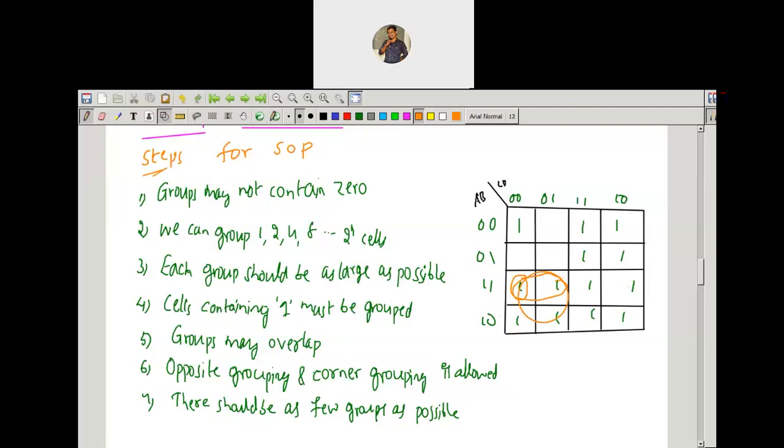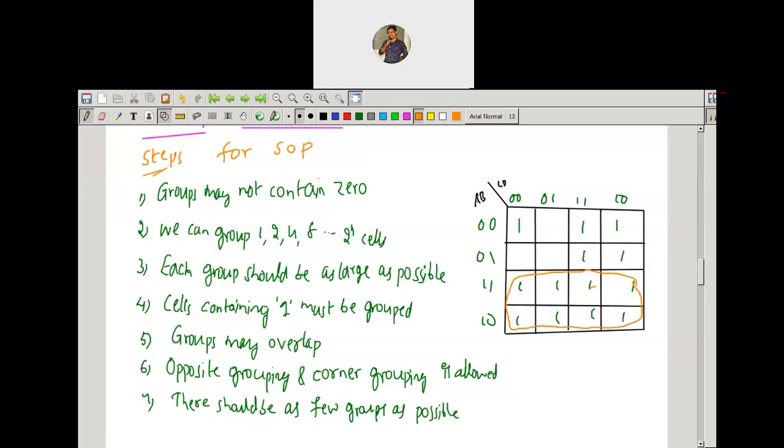But if you take the third point, each group should be as large as possible. That means in the entire third row and fourth row, you have eight cells filled with min terms. You can group the entire eight cells. That is a large group. This group should be as large as possible. Okay, so this is about the third point.